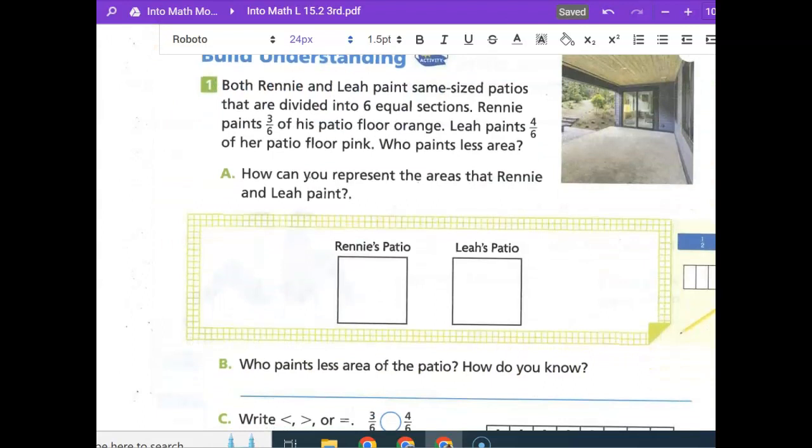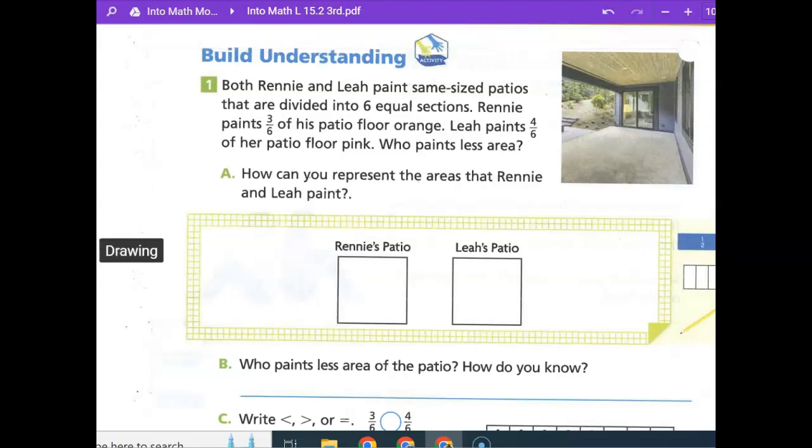Go ahead and go to the next page. Both Rennie and Leah paint same-sized patios. They are divided into 6 equal sections. Rennie paints 3/6 of his patio floor orange. Leah paints 4/6 of her patio floor pink. Who paints less area? Okay, so the question they have here is, who paints less area? We know that Rennie painted 3/6 and Leah painted 4/6.